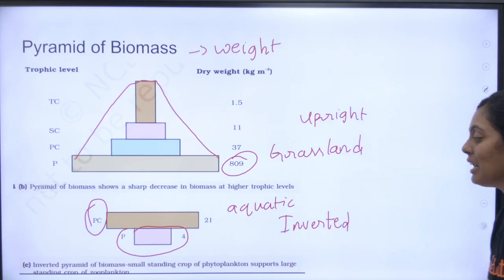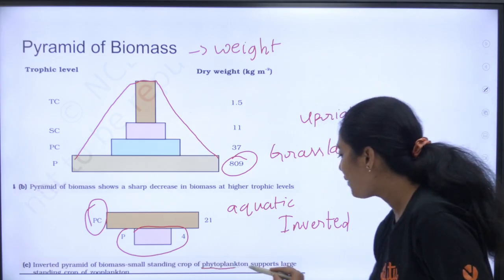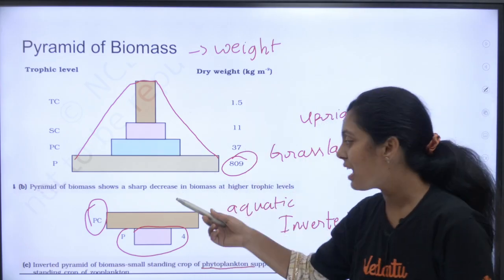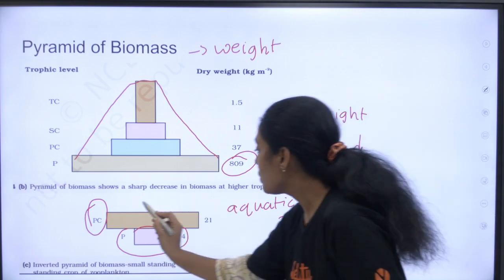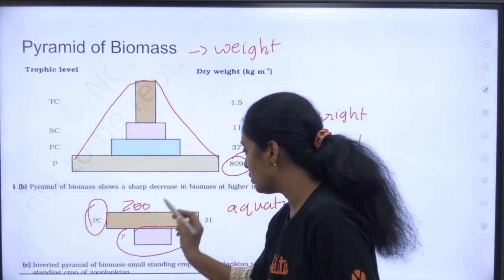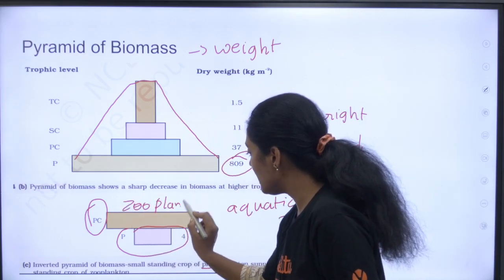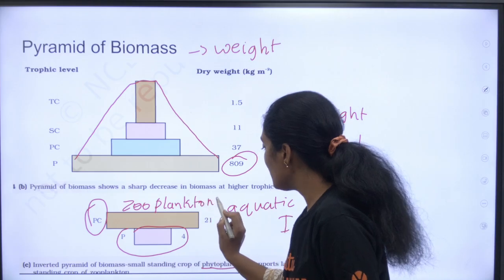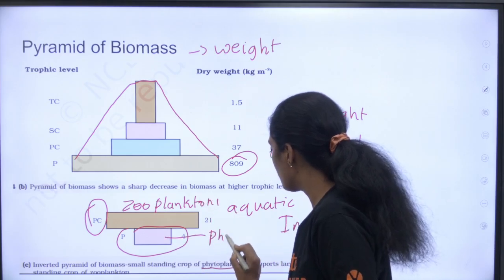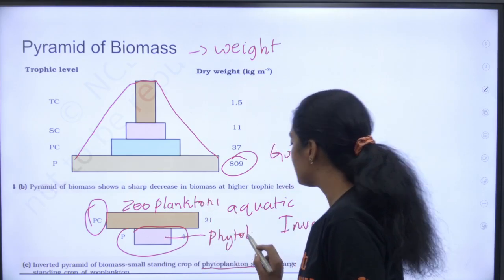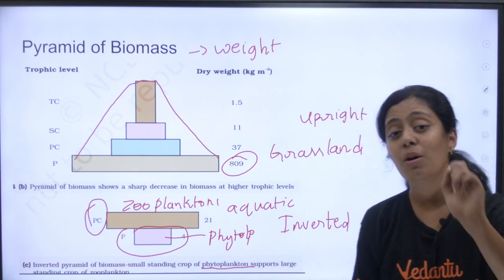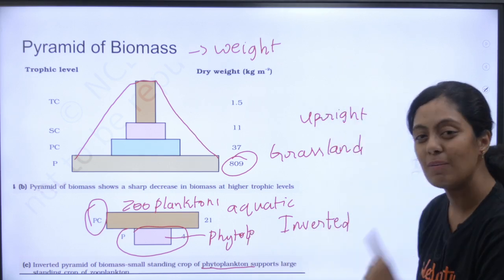So what are they telling? They have a small standing crop of phytoplankton and a large standing crop of zooplankton. So zooplanktons, the primary consumers, are very high in number, and the phytoplanktons are less in number. Understand this very, very clearly. This is your pyramid of biomass.